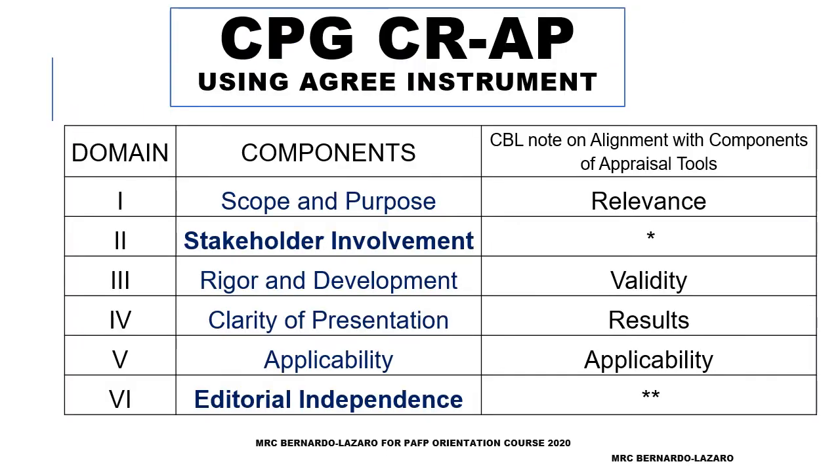Finally, for appraisal of a CPG or a clinical practice guideline, we usually use the AGREE instrument. The components are still aligned with the usual components of relevance, validity, results, and applicability. But you also add stakeholders' involvement and editorial independence. So remember this, CPG critical appraisal has 6 components instead of 4. So aside from the RVRA, you add the stakeholder involvement and the editorial independence.